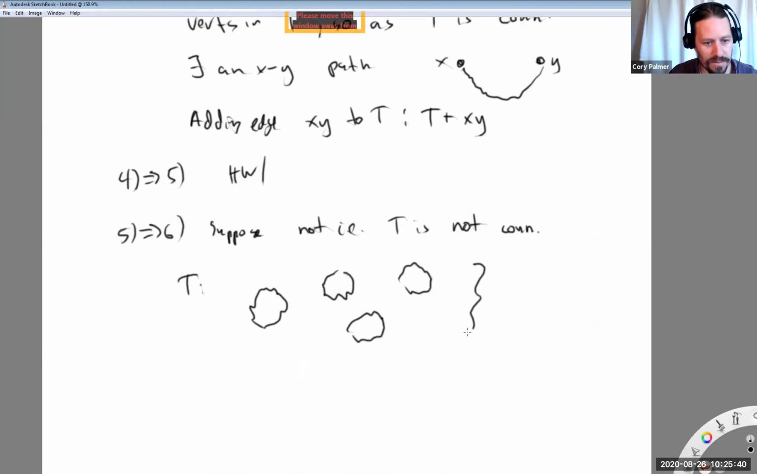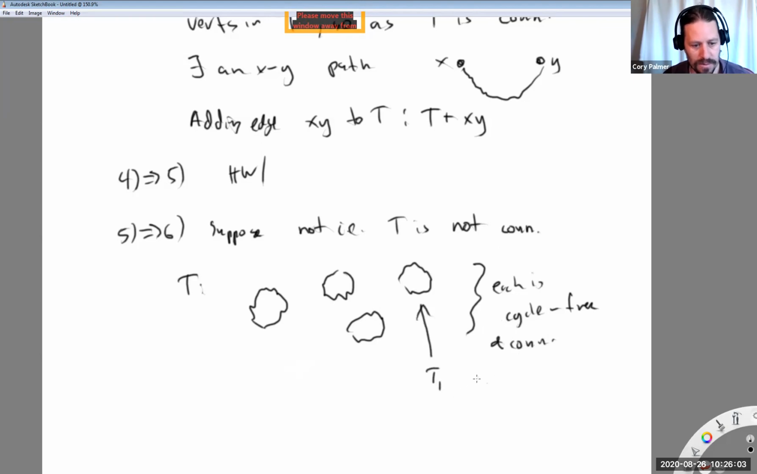Each of these components is cycle free. Also, each is connected. But let's think about this for a moment here. They're each cycle free and they're each connected. So what do I know about the number of edges in this piece here? Let's call this piece T1. So the number of edges in T1. How many edges are in that?